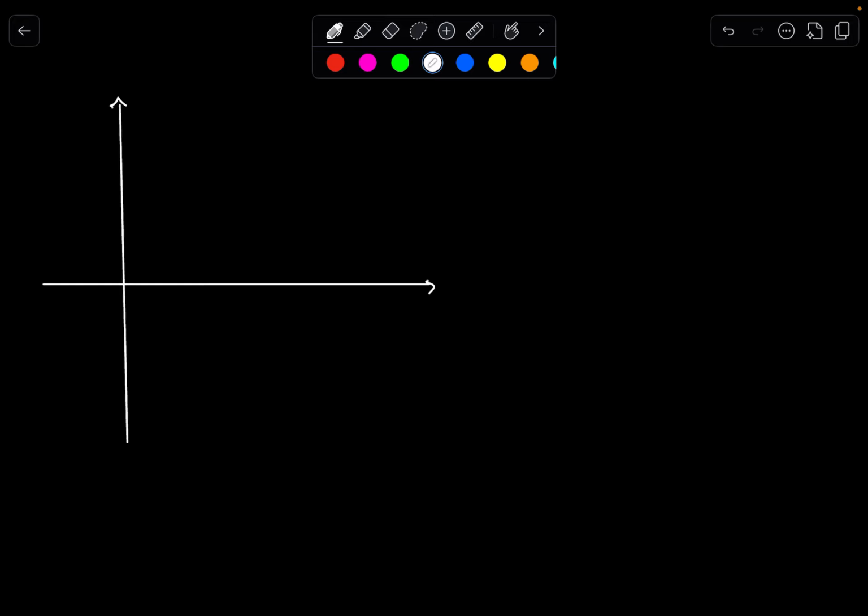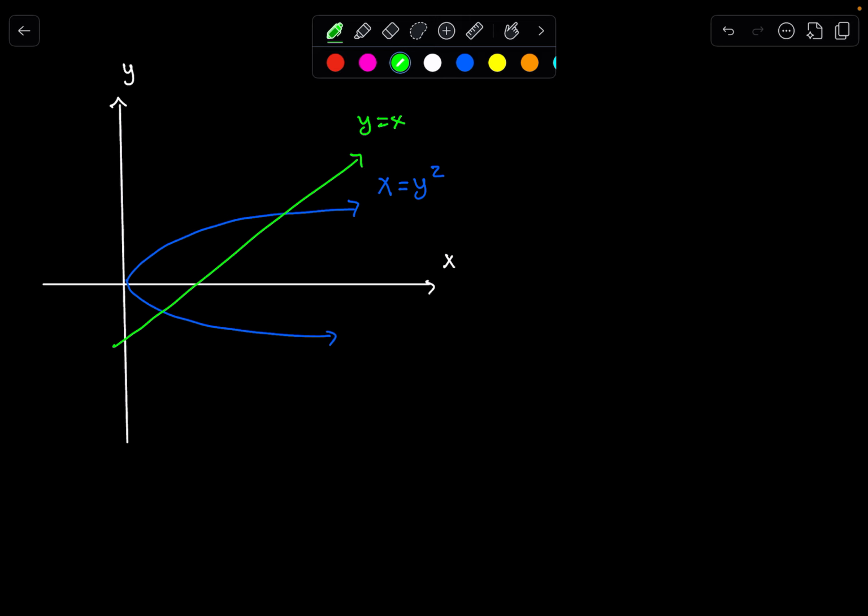So let's make our graph x and y. And for this example, let's just make the simple parabola, x is equal to y squared. We're going to trap it by a line kind of going like this. Let's make this line y is equal to x minus 5. Yeah, let's do minus 5. Okay, so there we go.